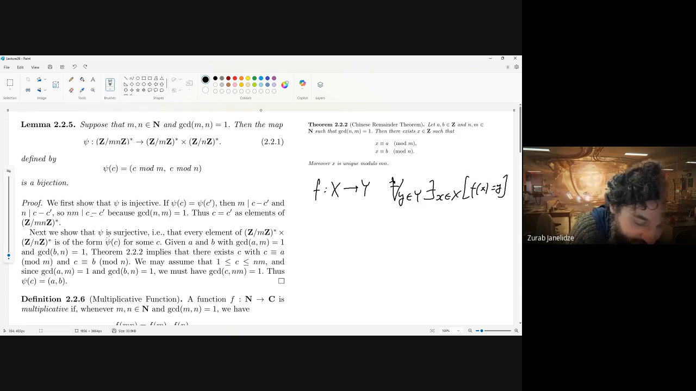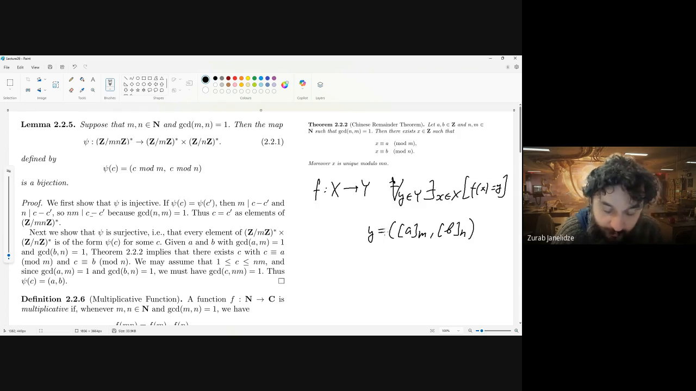Next, we show that psi is surjective. In other words, that every element of that Cartesian product is of the form phi of c for some c, right? So a random element of the Cartesian product will have the shape equivalence class of, let's say, A under the M relation, equivalence class of B under the N relation. And so that's the Y. That's the random Y. A random Y will have that form. And then we want to show that we can find an X, which we will write as equivalence class of C under the Mn relation that maps to that Y.